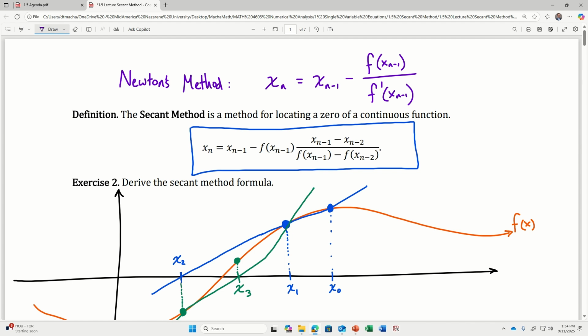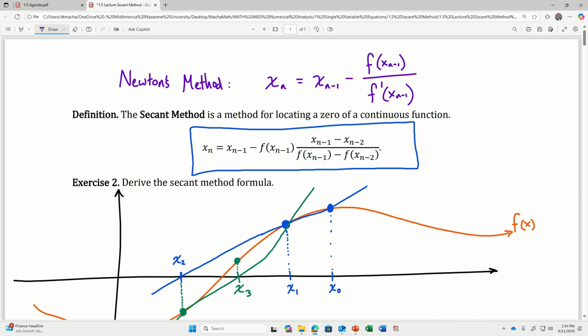And the idea behind the secant method is that we like the Newton's method. It worked really nicely, except what if we don't want to take derivatives, right? Maybe there's some legitimate reason why you can't take the derivative of a function. And if you can't take the derivative of a function, you only know the function itself, then you might be forced into using something like secant method.